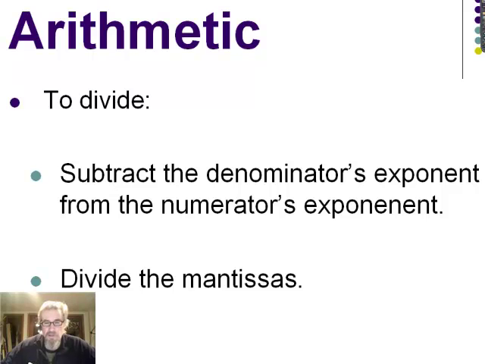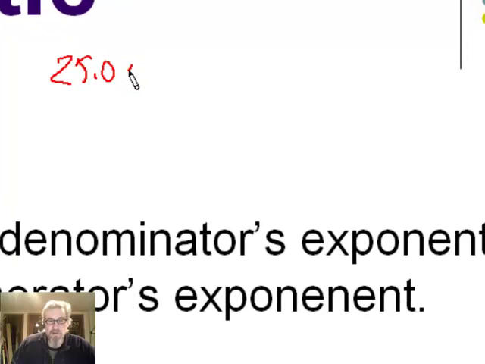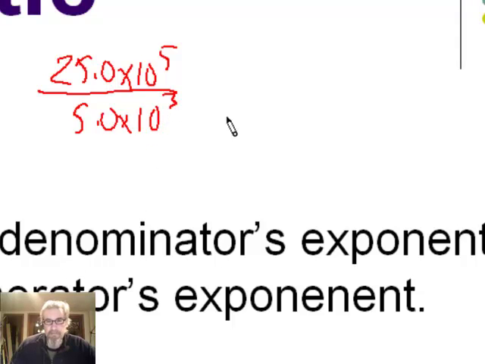Dividing is almost as easy. You subtract the exponent in the denominator from the exponent in the numerator, and then you just divide the mantissas. So for example, say I was going to do 25.0 times 10 to the 5th divided by 5.0 times 10 to the third. Well, dividing the mantissas, I have 25 divided by 5, that's 5. And I should have two significant figures, because that's how many are in the bottom mantissa. My answer will just have 5.0 as the mantissa, times 10 to the 5 minus 3. Well, 5 minus 3 is 2.